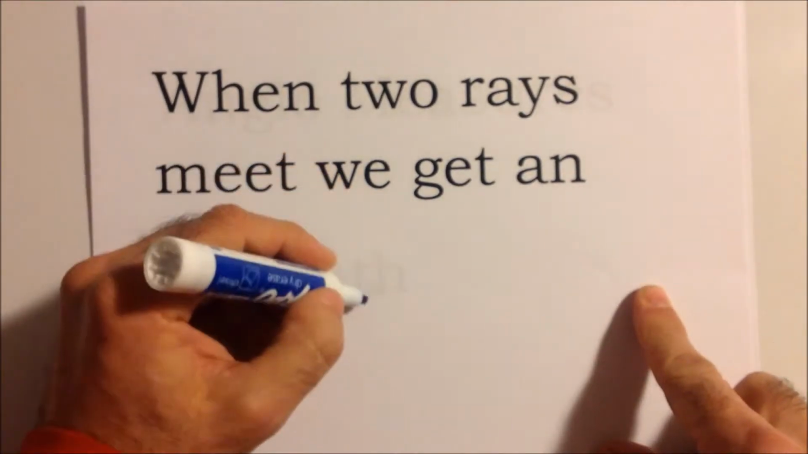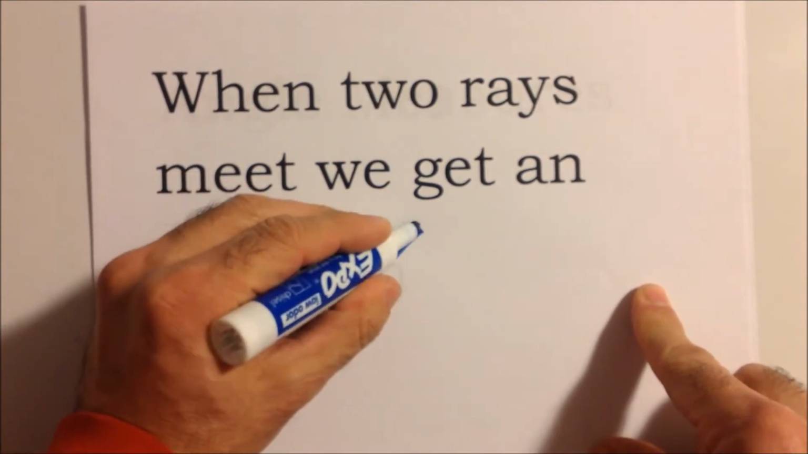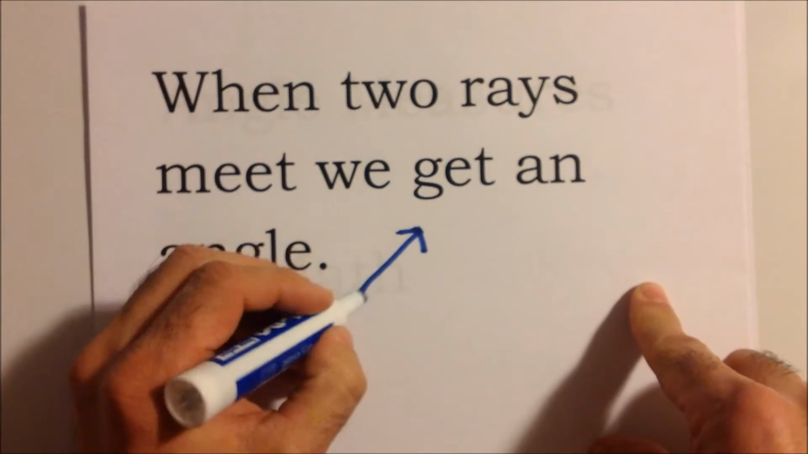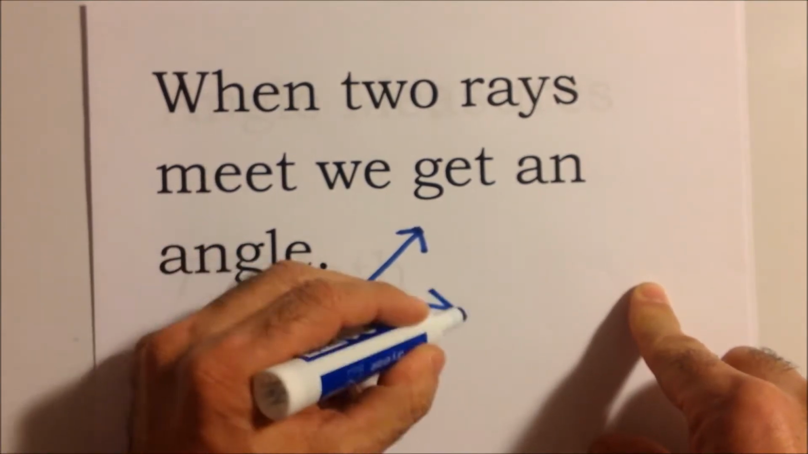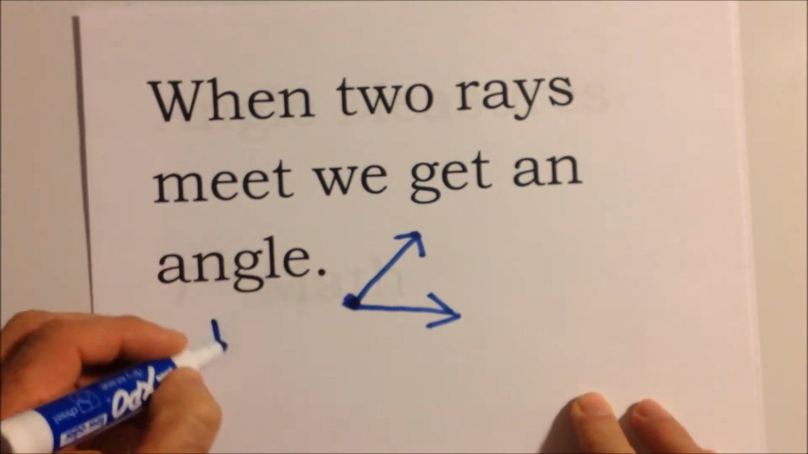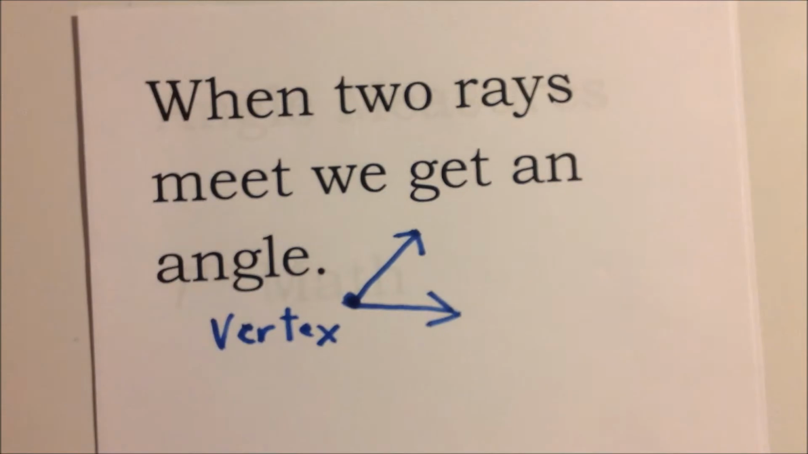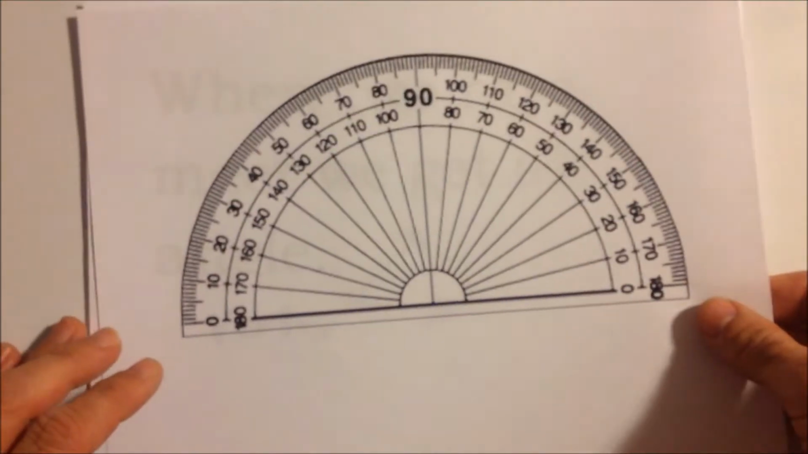A ray has an endpoint, but it continues indefinitely on one end. So that's a ray. When two rays meet, you form an angle, and where they meet is the vertex. That's the vertex. And when we measure angles, we'll be using, of course, a protractor.